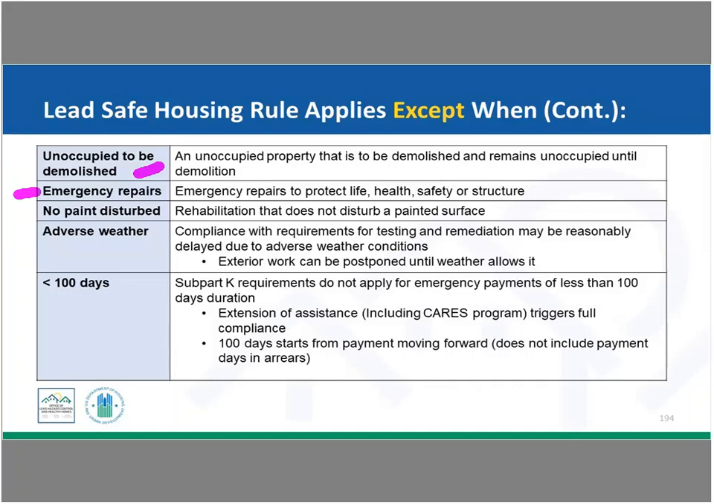So perhaps a tree came down, tore the whole roof off, that would be an emergency repair. If there was another example where someone needs their roof fixed just because they've had deferred maintenance, and there are no huge gaping holes, it's not an emergency. Deferred maintenance is not considered an emergency. You really need to think about, is this a true emergency or not? If no paint is being disturbed, then it's also exempt.